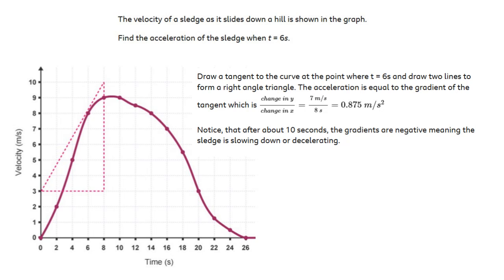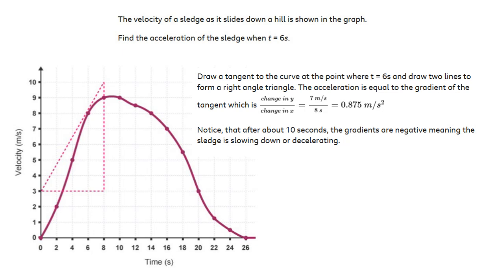Next, let's focus on finding the acceleration of the sledge at 6 seconds using the velocity time graph. To do this, we draw a tangent line to the curve at t equals 6 seconds and then create a right-angled triangle by dropping perpendicular lines from the tangent. The acceleration is the gradient of this tangent, which means we calculate the change in velocity over the change in time. From the graph, the velocity changes by 7 meters per second over 8 seconds, so the acceleration at 6 seconds is 0.875 meters per second squared.